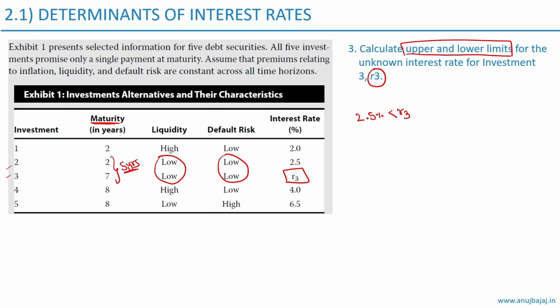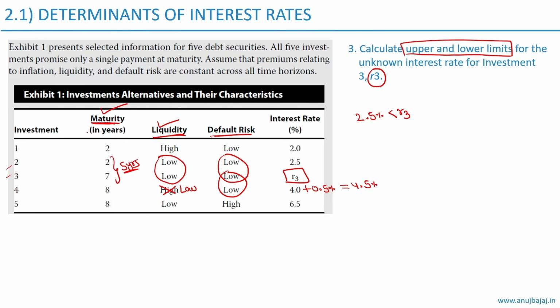Now let us compare investment 3 and investment 4. Both these investments have the same default risk, but their liquidity profiles and maturities are different. Now let us make the liquidity of investment 4 low. And to compensate for this low liquidity, we add a liquidity premium of 0.5% and we get the new interest rate of 4.5%.